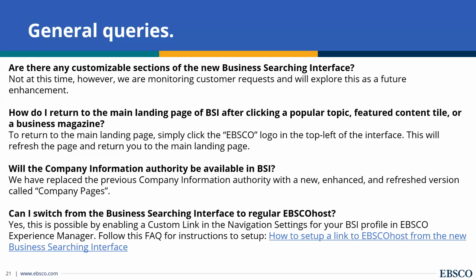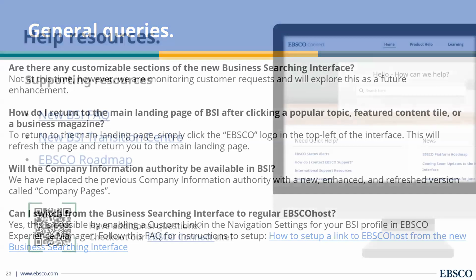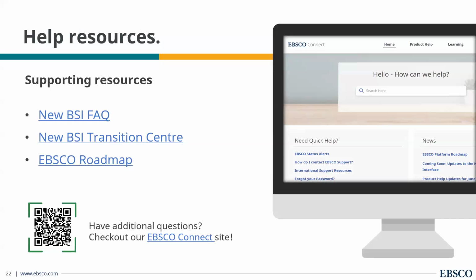And can we switch from the business searching interface to the regular EBSCOhost? And that is using that custom link example that I've shown you on the interface. And lastly, just three supporting resources: the new BSI FAQ guide on Connect, the new BSI Transition Centre information guide, and also the EBSCO roadmap for any upcoming changes to the platform.